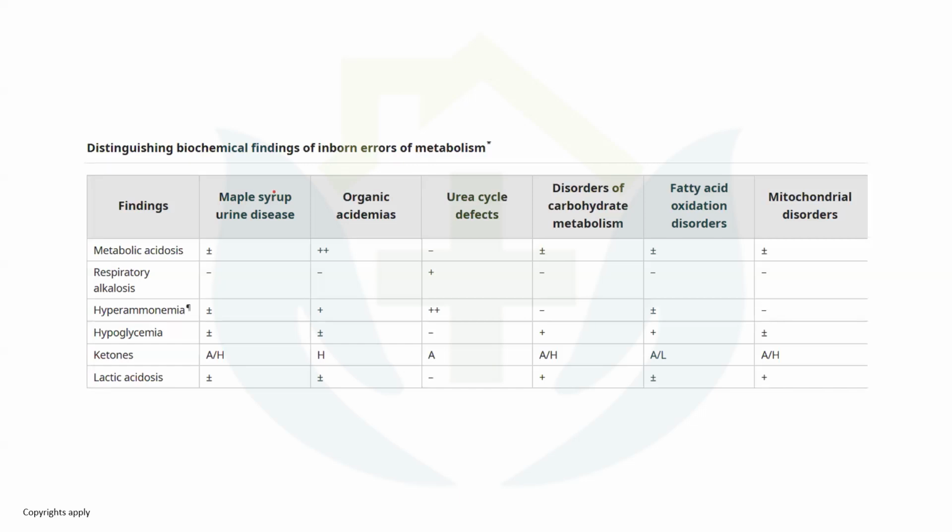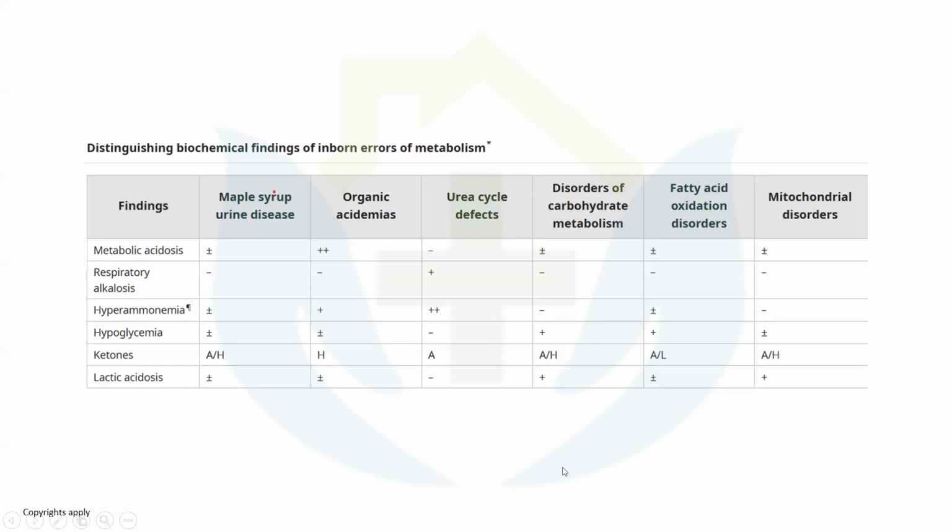And if we see metabolic acidosis, it is basically in all the organic acidemias. And if we see respiratory alkalosis, again it is in the urea cycle disorders. And hypoglycemia will be more of the carbohydrate metabolism problems or the fatty acid oxidation disorders. So in these two, hypoglycemic episodes will come in the patient. So these things are more there.